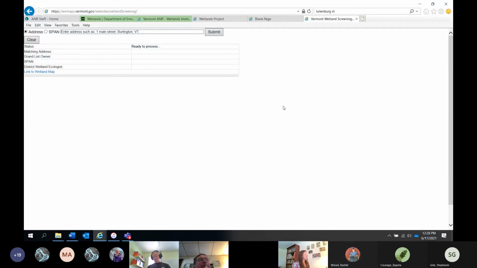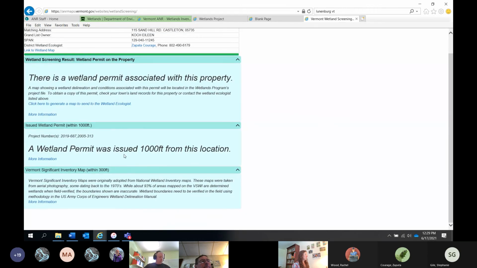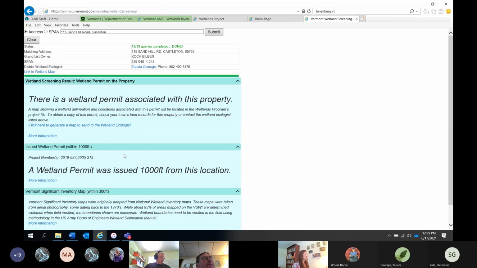So this is the screening tool. It looks pretty unassuming, but you either want to type in an address or a SPAN number. I was pretty adamant about using SPAN numbers because a lot of these properties may not have a 911 address if they don't have a dwelling on them. So when you go for the search, there's a couple things to see. There's going to be pop-ups for each one of the mapping layers that I've talked about.